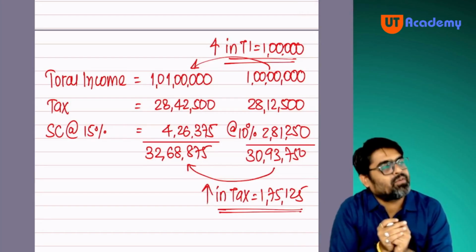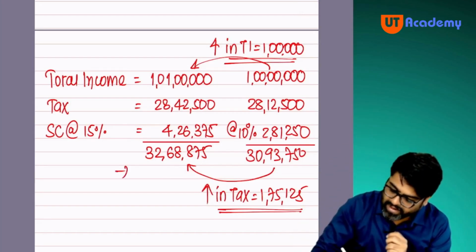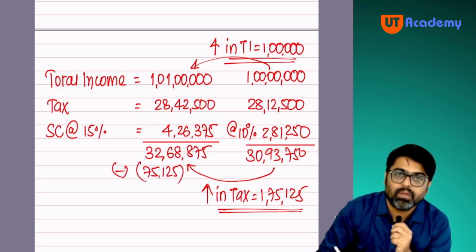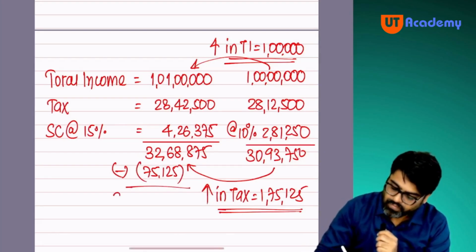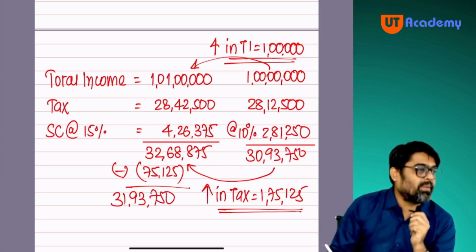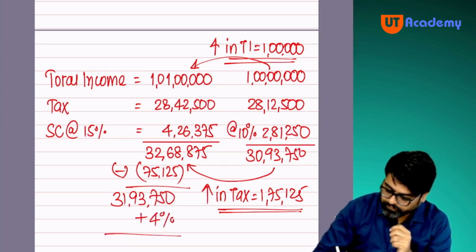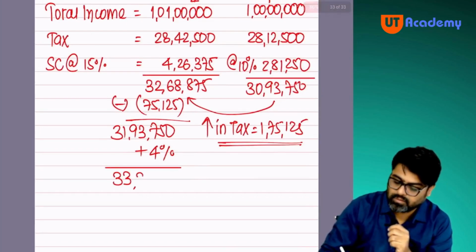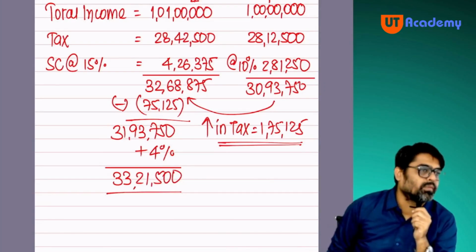How much marginal relief? 1,75,125 minus 1 lakh, 75,125. I will get marginal relief out of my tax liability. So tell me, how much total tax? 31,93,750 will be my tax plus 4%. 33 lakhs 21,000. This is the final tax.